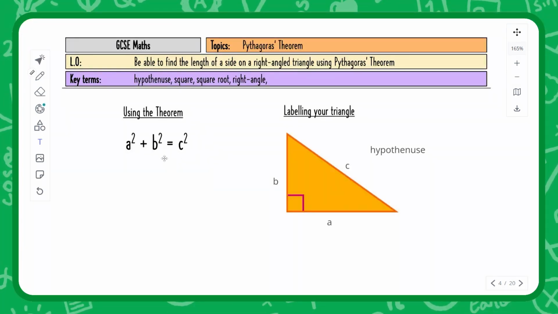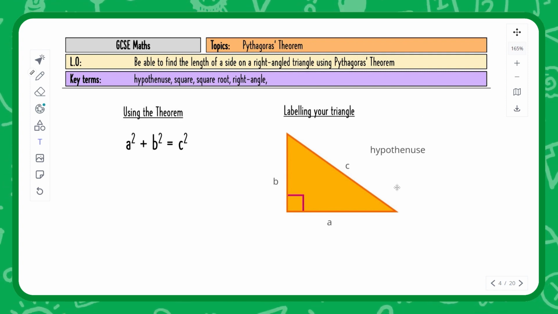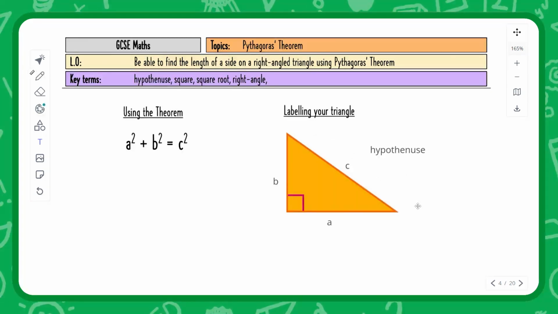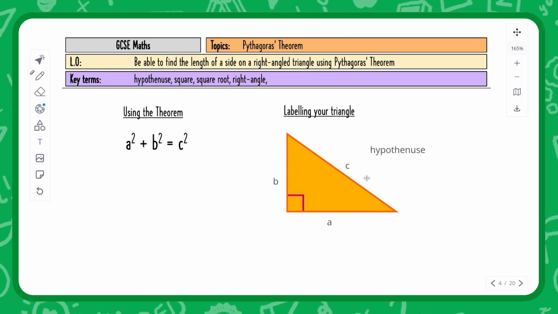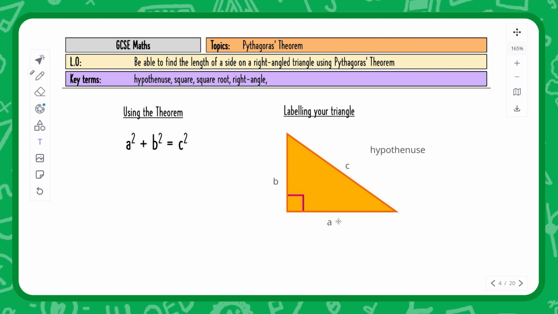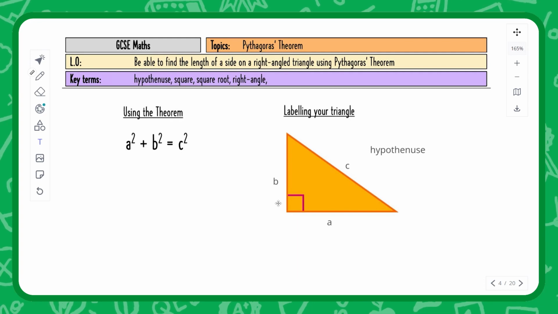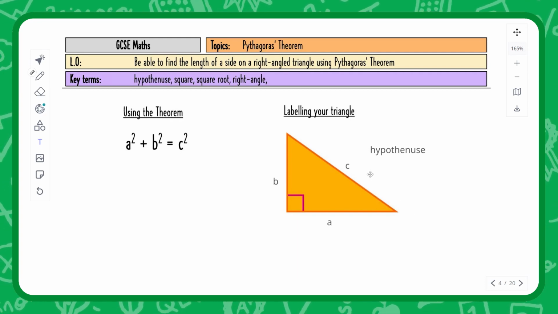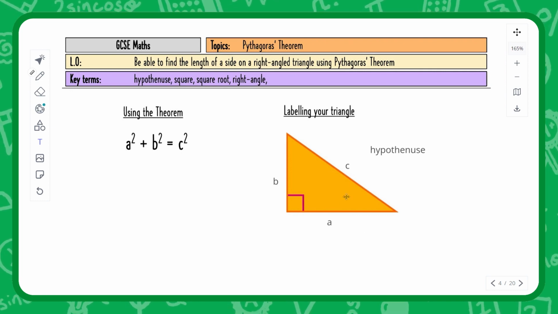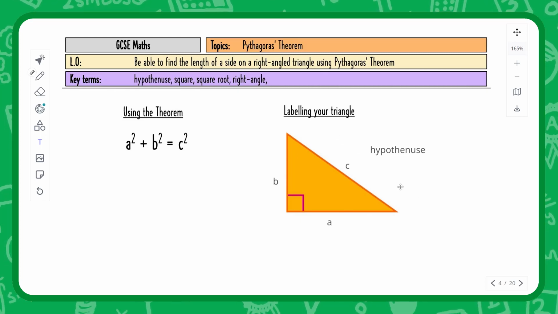What's really important is some of these key terms. The hypotenuse is the longest side on your triangle, and what's really important is that this side is labelled as c. The other two shorter sides can be a or b. So I could have had the base as b and the height as a, but your hypotenuse must be c. Once we've labelled our three sides, we can use the theorem to find the length of c.